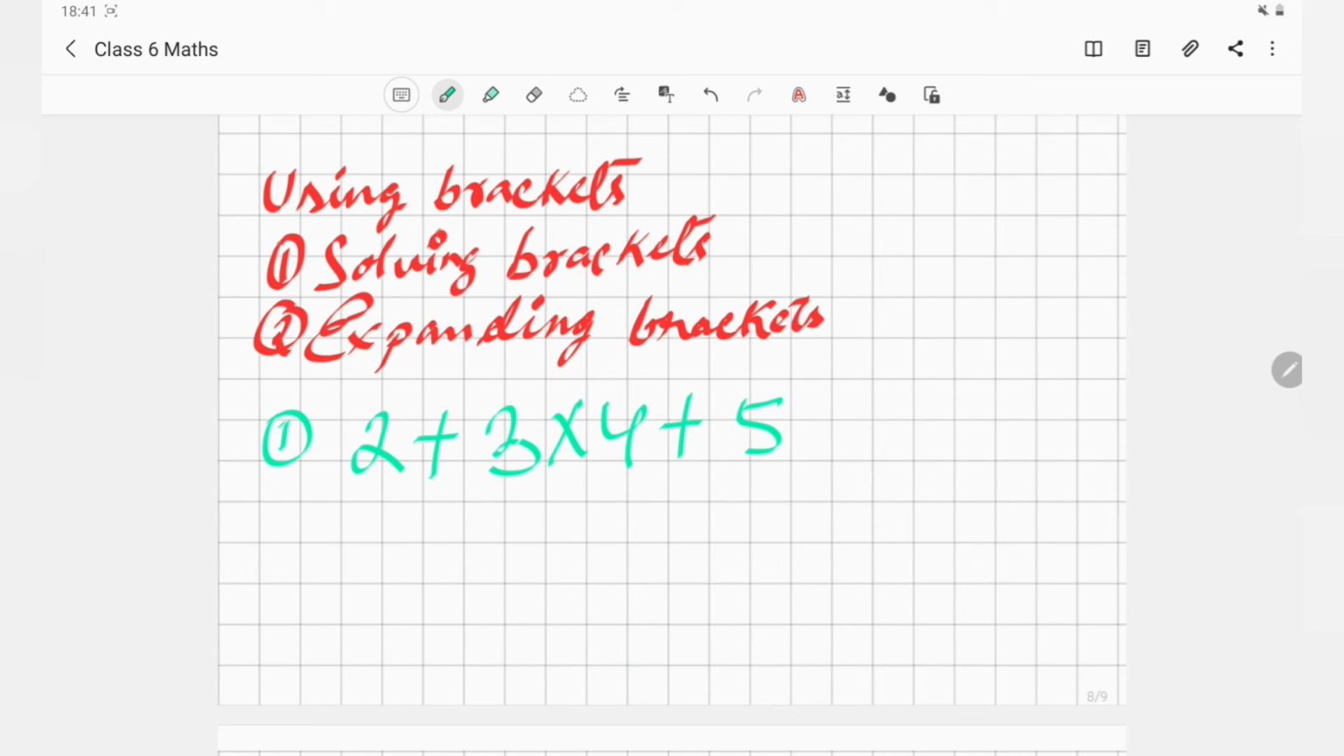Now if you have to solve this particular problem, we can go about it in multiple ways, right? One way of doing it is basically adding 2 plus 3 and 4 plus 5 and then multiplying both of them. One way of doing it will be to basically multiply 3 and 4 first and then adding it to 2 plus 5, and we'll get different results. If we add 2 plus 3 and 4 plus 5 and then multiply them, we'll basically have 5 multiplied by 9, which is equal to 45.